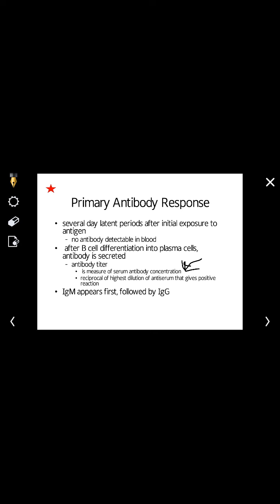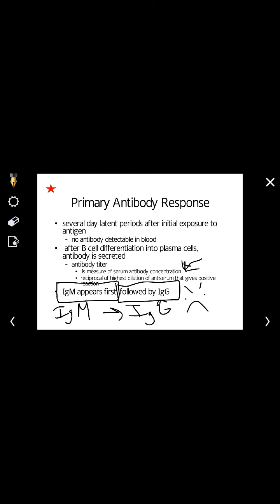So in a primary antibody response, IgM appears first, followed by IgG. So you get IgM, mad, before you get IgG, glad. That's the primary.